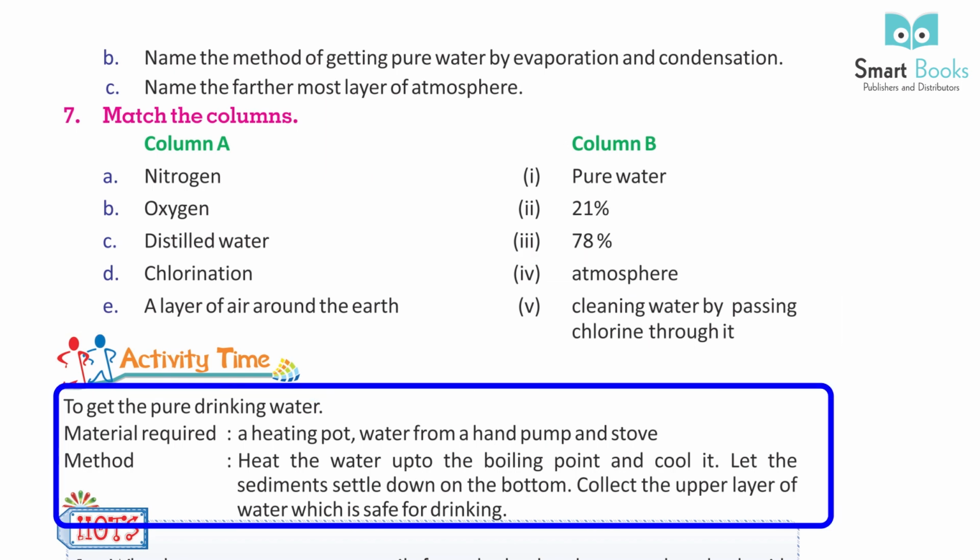Activity time. To get pure drinking water. Material required: a heating pot, water from a hand pump and a stove. Method: heat the water up to the boiling point and cool it. Let the sediment settle down on the bottom. Collect the upper layer of water which is safe for drinking.